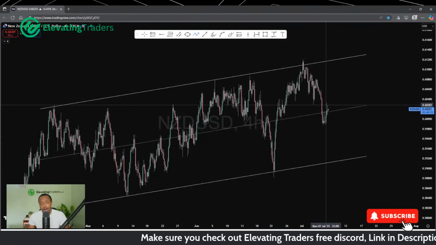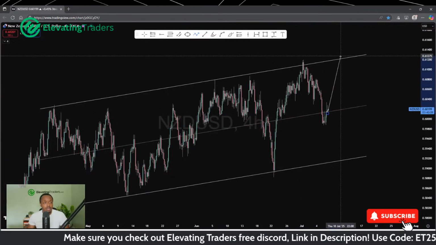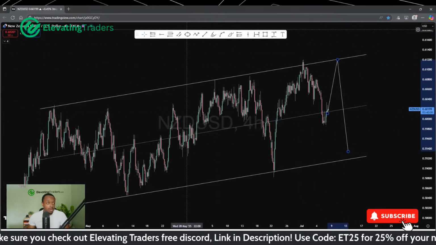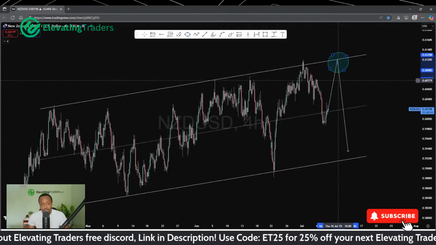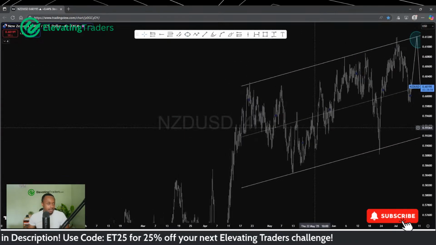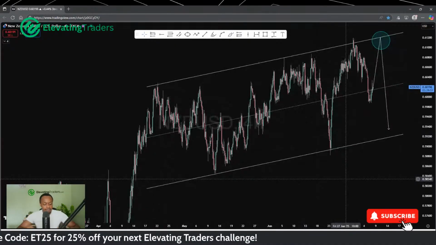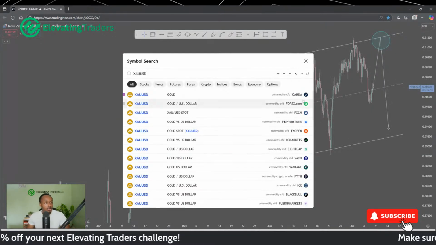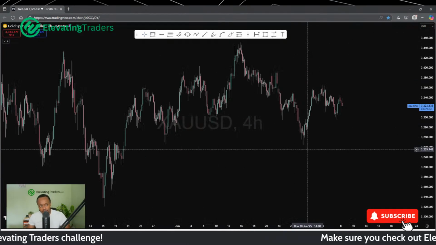I just don't think it's optimal. Maybe if price does return back to the high again, that could be something we look at. But what's the odds of price doing that? Maybe slim at the moment in time, but that's kind of the best I can see right now with New Zealand dollar. In terms of gold, gold's been interesting.